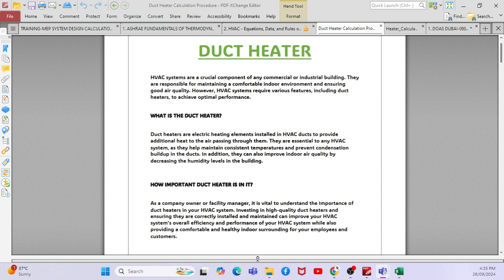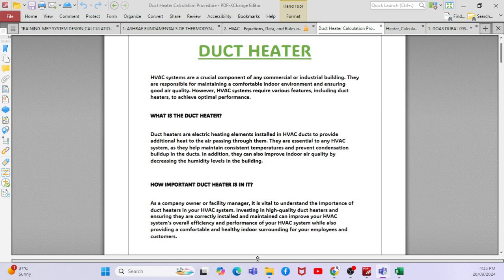Sometimes the duct heater will be switched on and off. For example, if you are using computer room air conditioning equipment, where humidity is very important, if the moisture increases, then you will use the duct heater to reduce the moisture. So there it is required, but the duct heater will not be frequently used. It will be used only when required. Then it will have a cutoff.